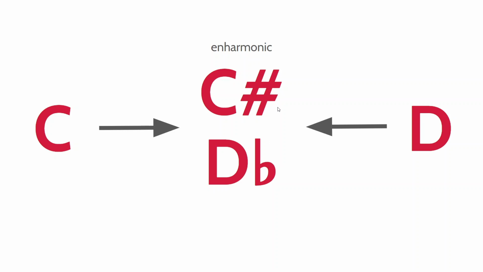And these notes are actually the same exact note. If I play on an instrument a C sharp and a D flat, they're going to sound exactly the same, even though they have different note names. And when this happens, we call them enharmonic.